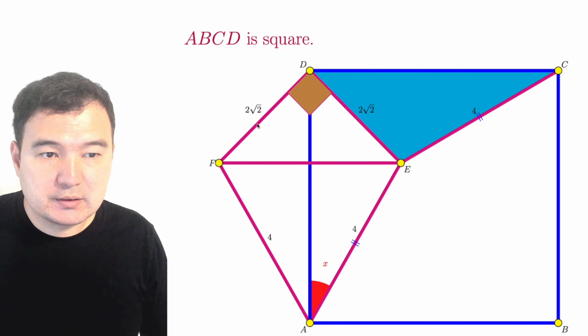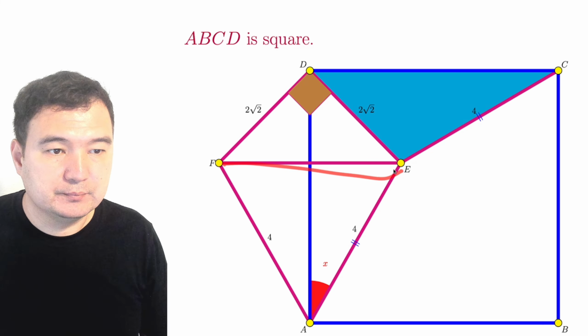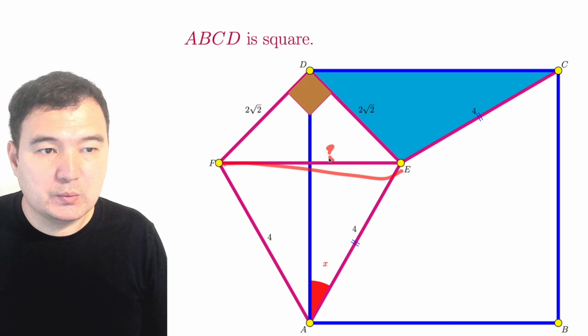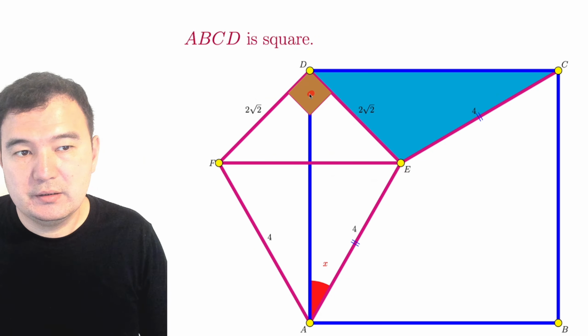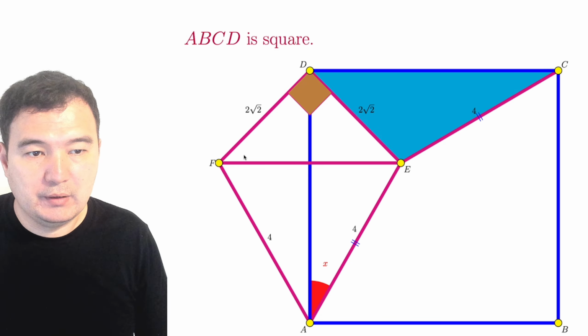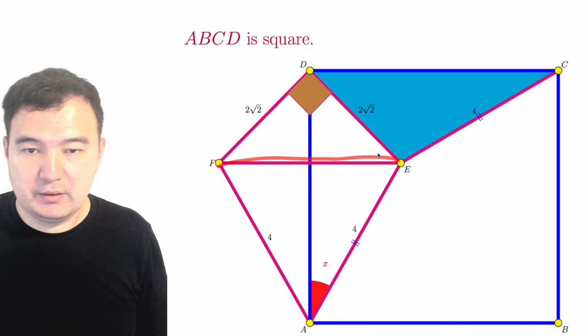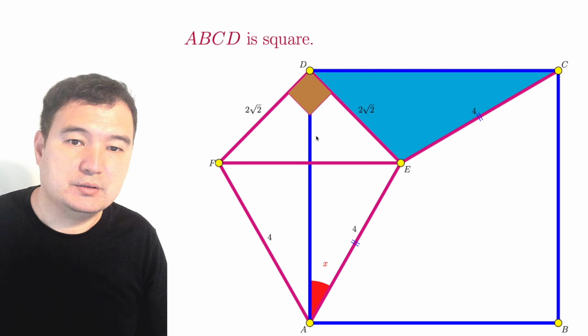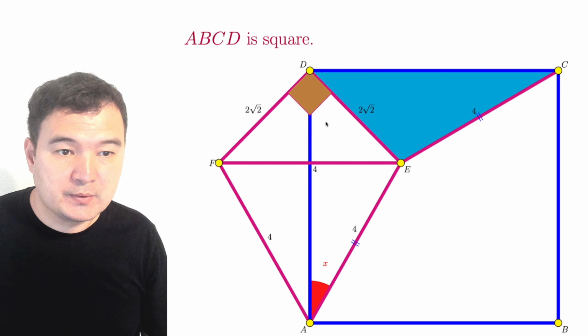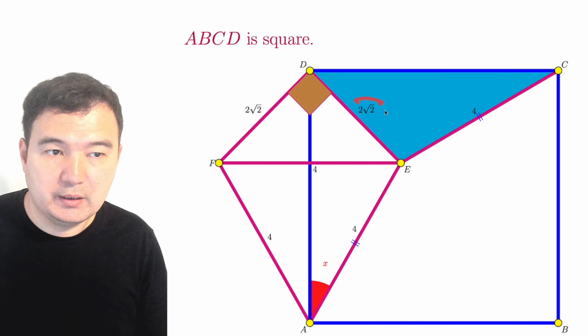And if you draw this line, FE, what will be the length of this one? Because we have 2 root 2 here, 2 root 2 here, and a 90-degree angle. What will be the length of FE? It's the Pythagorean theorem, or just an isosceles right triangle. So that gives me 4. We need to multiply this by root 2.